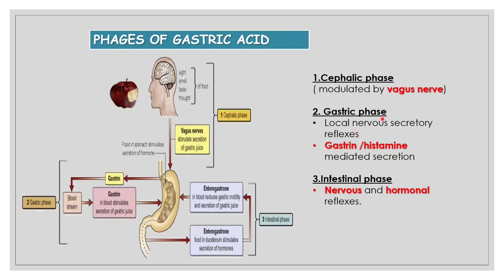The second and most important phase is the gastric phase, which is regulated by local nervous or secretory reflexes via gastrin or histamine mediated secretion. This phase has the largest secretion of gastric acid. The last one is the intestinal phase, which is monitored by nervous and hormonal reflexes. This is also a phase where, after secretion, when the food is in the intestine, there is certain secretion seen in the human body. So this was about the mechanism and the regulation of gastric acid inside the human body.